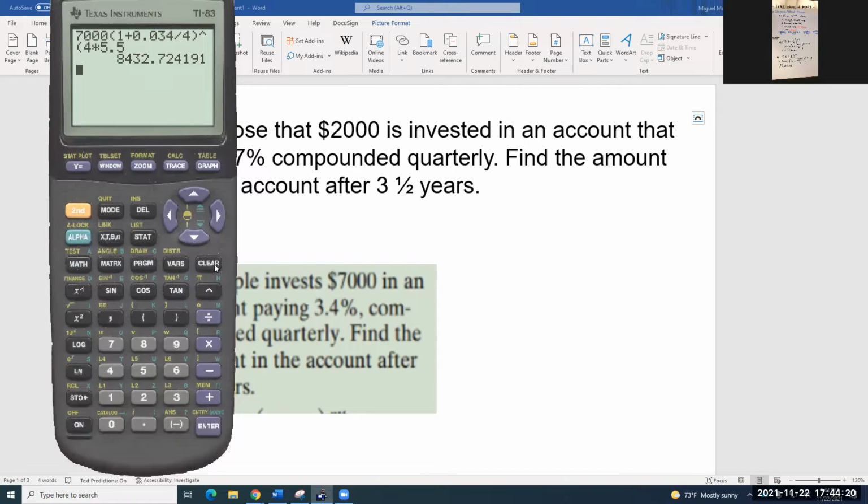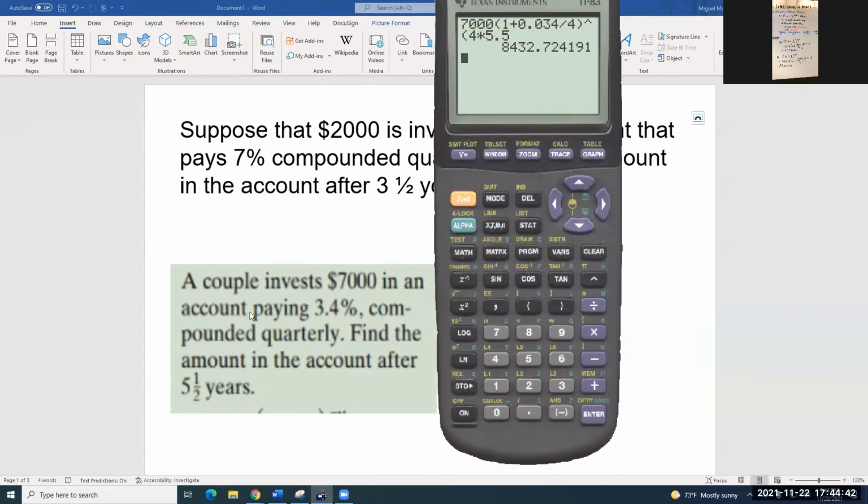So this will be the second example. Since I already typed it in, let's go over it. $7,000, 1 plus 0.034, compounded quarterly. So we divide by 4, and then raise to the power of, notice the parenthesis, 4, which is N, times 5.5 years. This is the problem here on the green one that we have: 7,000 initial value, 3.4%, 0.034, compounded quarterly, N equals 4, and then after 5.5 years.